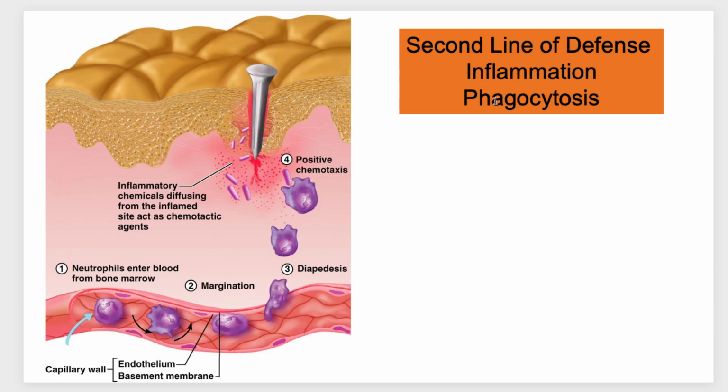For our second line of defenses, you'd have inflammation and phagocytosis. For that, if you step on a nail, it triggers an inflammatory response. What will happen is neutrophils will enter the blood from bone marrow. We'll have margination, where those white blood cells are going to move against the walls of the blood vessels so that they can get ready for diapedesis, which is where they slide through and move towards the area of infection. They're attracted to the chemicals. We call that positive chemotaxis.